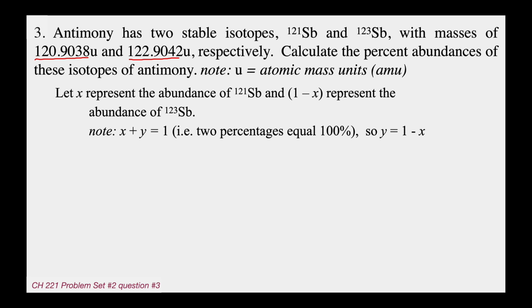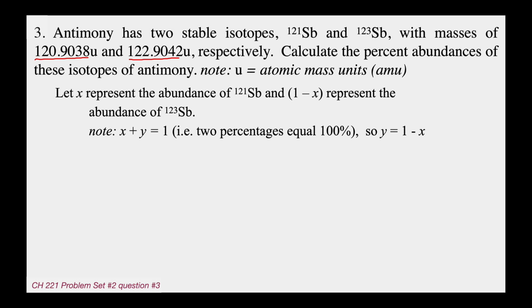Now in the decimal world, which is what people will use with these kinds of things, instead of percentages, they'll write them in a decimal version. So 1 is the decimal version of 100. It's like 100 divided by 100, or 1. So x plus y equals 1 just says that the abundance of the antimony 121 and the abundance of the 123 equals 100%, or 1.